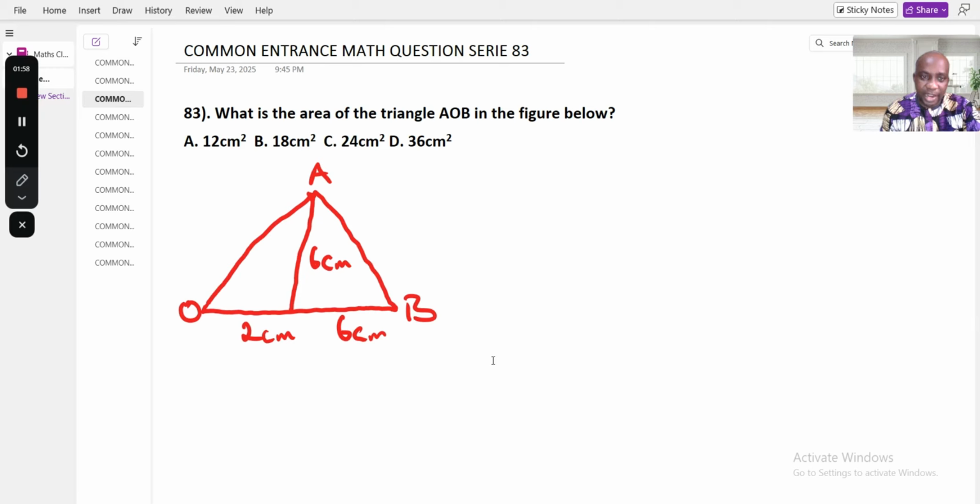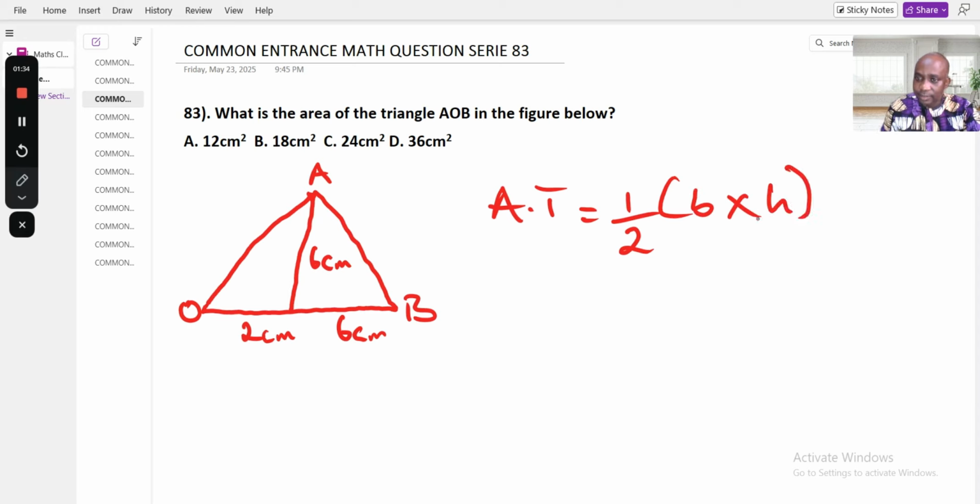What is the area of the triangle AOB in the figure below? What is the formula for the area of a triangle? Because AOB is a triangle. The area of the triangle is half multiplied by base times height. This is the formula we are going to use. What is our base? Our base is the total of 2 and 6.